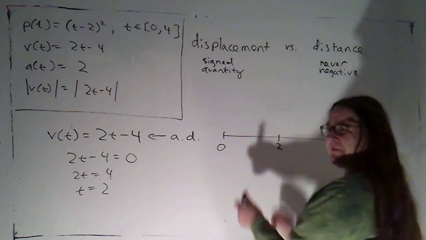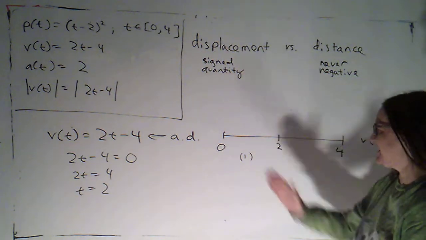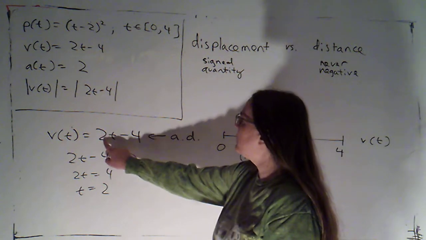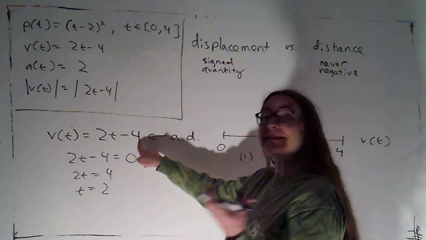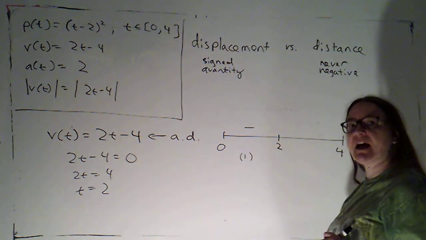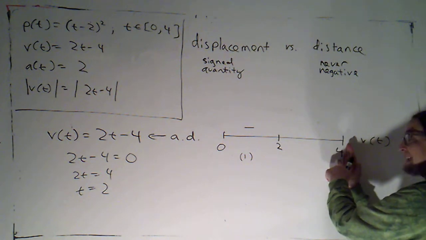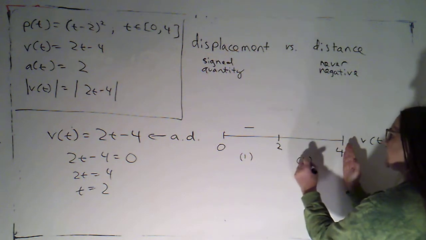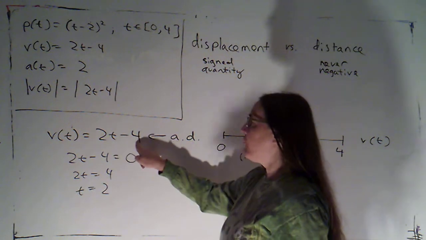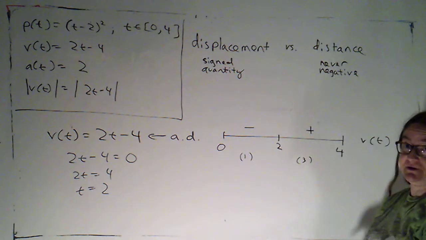So to figure out what that sign is, I'm just going to plug in a test number. 1 is in this interval, so let's plug in 1 to the velocity function. 2 times 1 is 2, minus 4 is negative. So over the first 2 seconds, the velocity is negative. From time 2 to 4, over that second 2 seconds, let's plug in 3 to the velocity to see what the sign is there. 2 times 3 is 6, minus 4 is 2, and it's positive. That's what I care about.